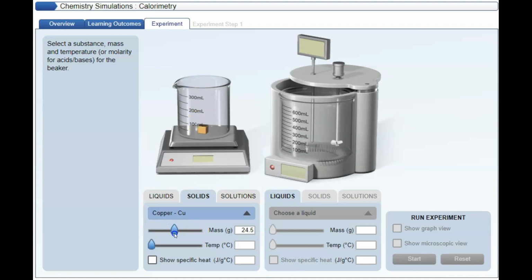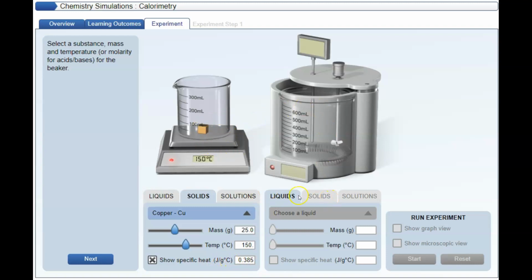Let's just say we have 25 grams of that. We have a 25-gram piece of copper, and let's say we heat that up to a temperature of 150 degrees Celsius. I'm going to show the specific heat in joules per gram degree Celsius of copper, which is 0.385. So again, what that specific heat means here is that it takes 0.385 joules of energy to heat up 1 gram of copper by 1 degree Celsius.